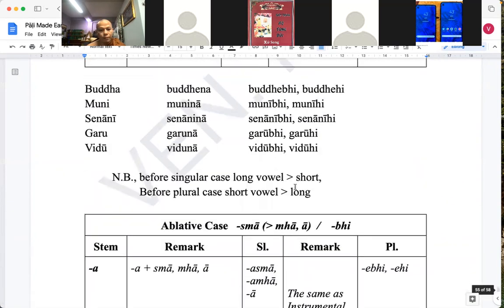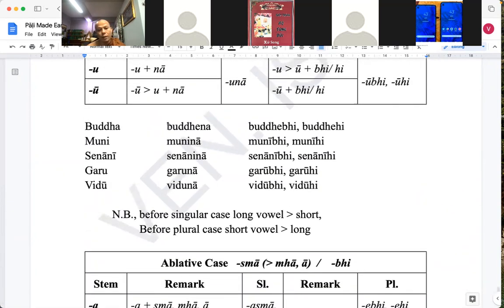Okay, so now, the instrumental case is bodhi na, bodhi bi, bodhi hi, and muni na, muni bi, muni hi. So senani na, senani bi, senani hi. So garu na, garu bi, garu hi. So we do na, we do bi, we do hi. So these are how stems ending in a vowel decline in the instrumental case.